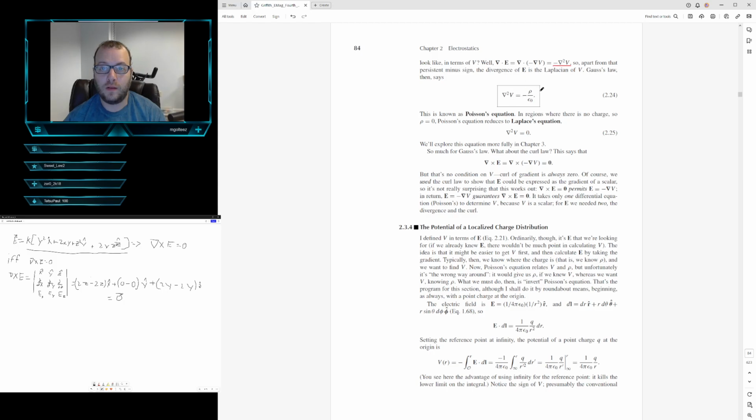So from Gauss's law, we have Poisson's equation, del squared V is equal to negative rho over epsilon naught. And this reduces to Laplace's equation for areas with no charge. So this is our first partial differential equation, second order, that we can go over once we get into potentials.